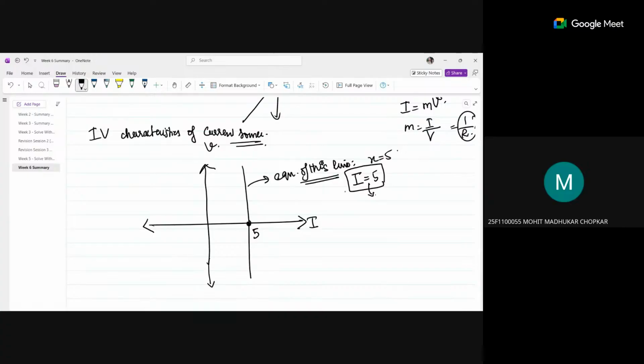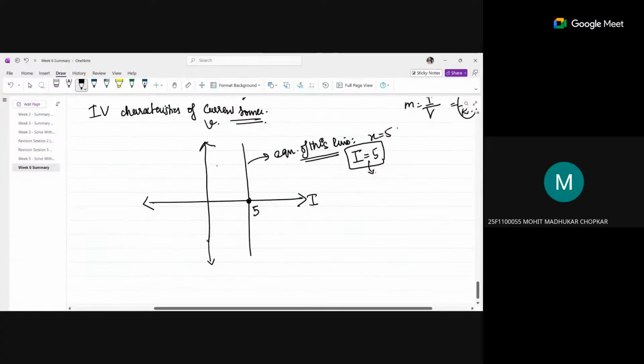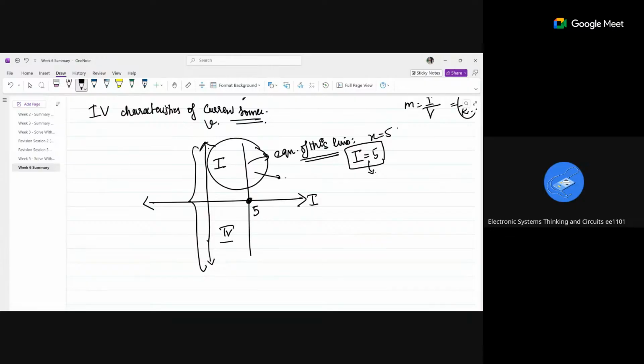The voltage is not 0 here. The voltage is varying from here to here, but the current is the same, 5. Now this current source is present in the first quadrant and fourth quadrant. In the first quadrant it is absorbing power, whereas in the fourth quadrant it is delivering power. So the current source can either absorb or deliver power, depending on the configuration.